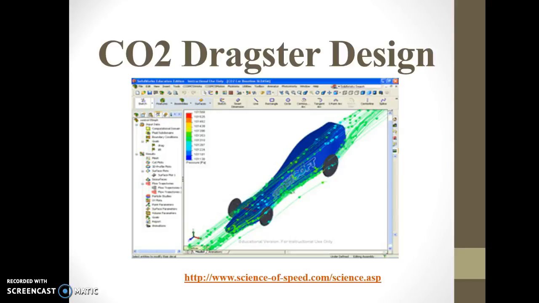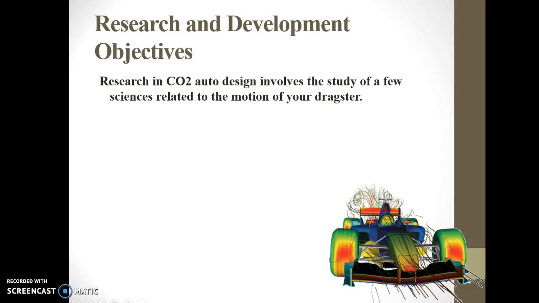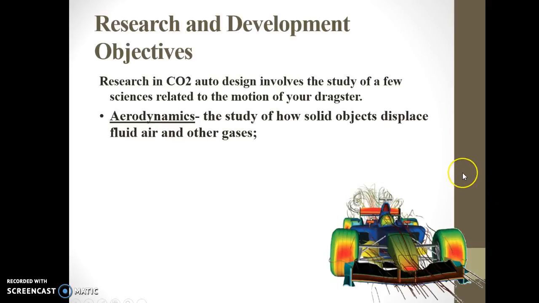All right, so here we're going to go through some of the basics for our CO2 car designs. So when we're looking at our CO2 cars, there's some sciences that we're going to be looking at that will help you figure out how to make your car go the fastest. The first one of those is aerodynamics. Aerodynamics is the study of how solid objects displace fluid air and other gases. That's kind of how things just move through air.